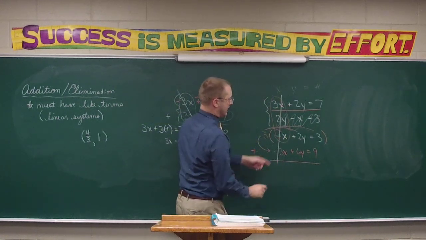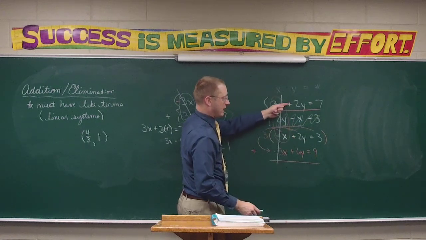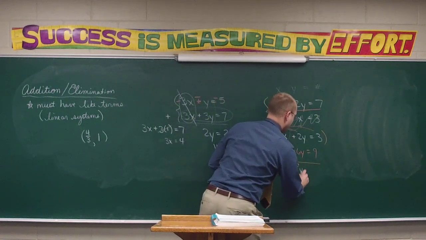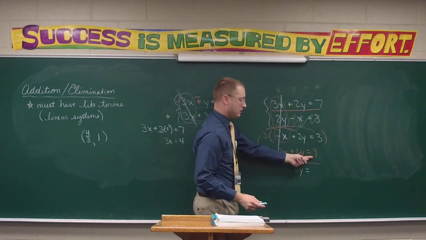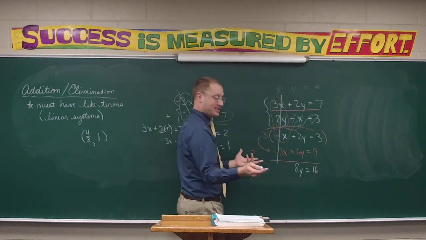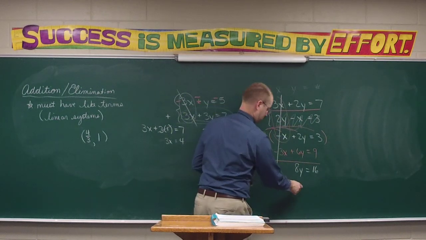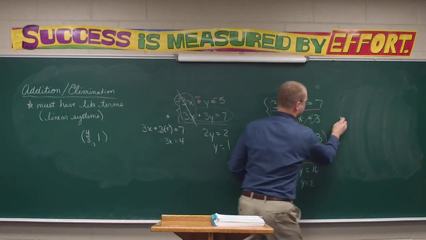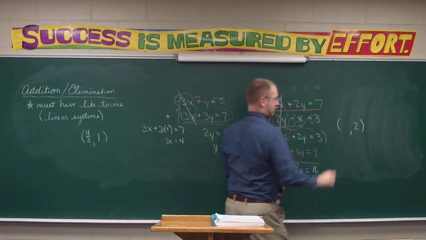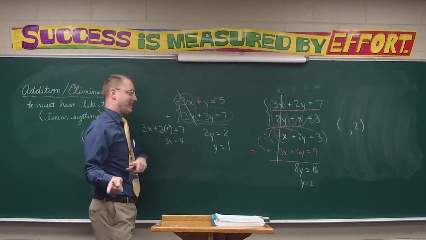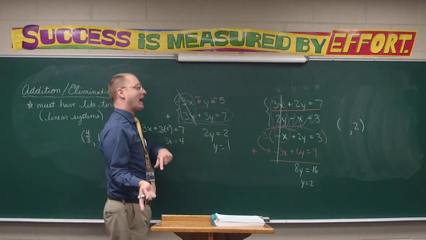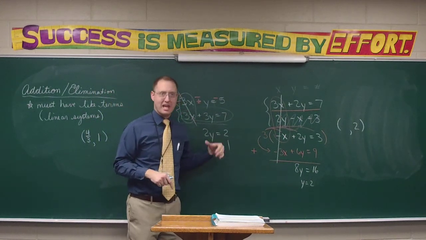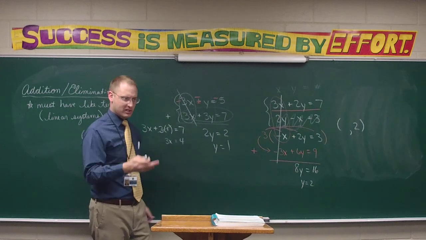Cancel off those 3x's. What do I get when I add the y's now? 8y equals, and add the constants, 16. Class, thoughts? Y equals 2. So there is the ordinate. But I need the ordinate and I need the abscissa. How do I go about getting the x value here? Genesis?